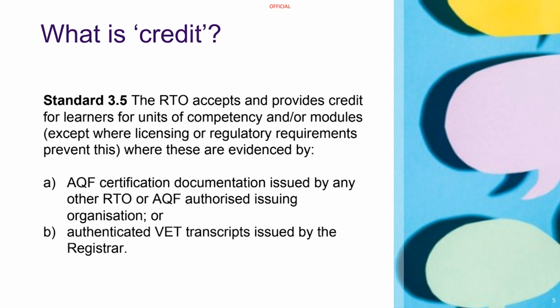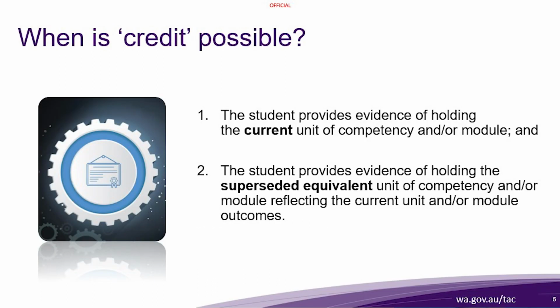So fundamentally, what we have is a situation where an individual basically says, "I think I've already got this competency." If they actually have the unit of competency, then the issue is straightforward, and you don't, under those circumstances, have a decision to make. So if the student provides evidence that they hold the current unit of competency and/or module that would serve as a prerequisite or as a core unit or as a nominated elective unit, then there's no issue.